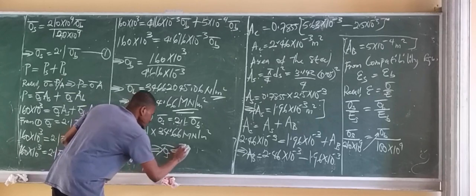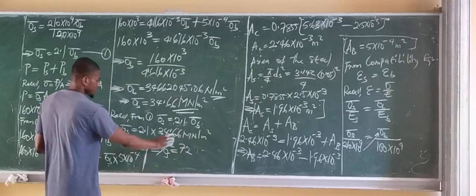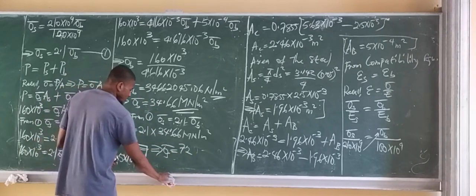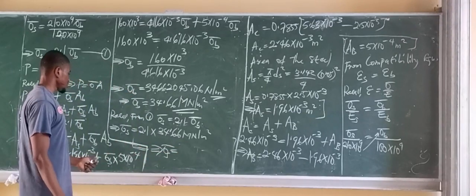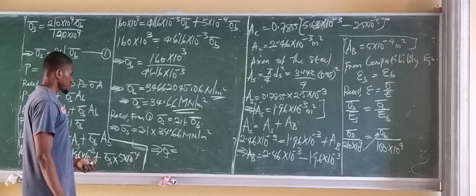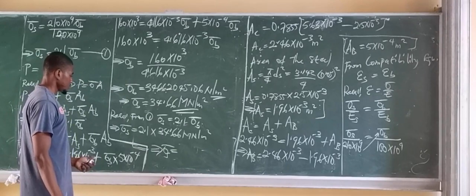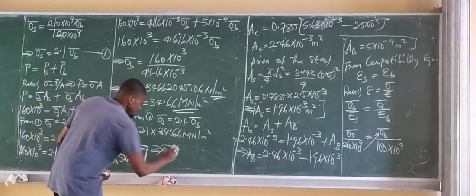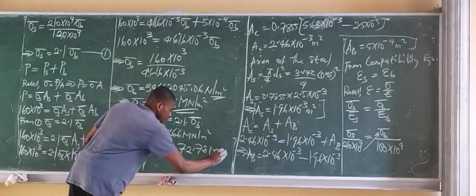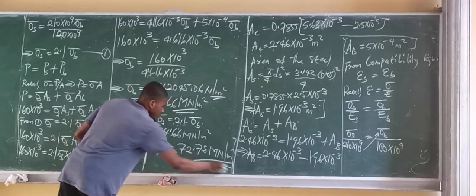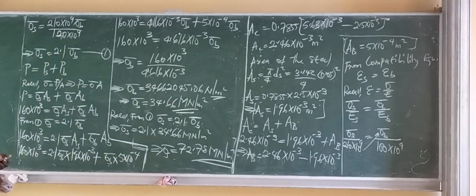2.1 by 34.66 is 72.786. So 72.78 meganewtons per meter square. So that is the stress reduced in the steel rod. What other question was asked?